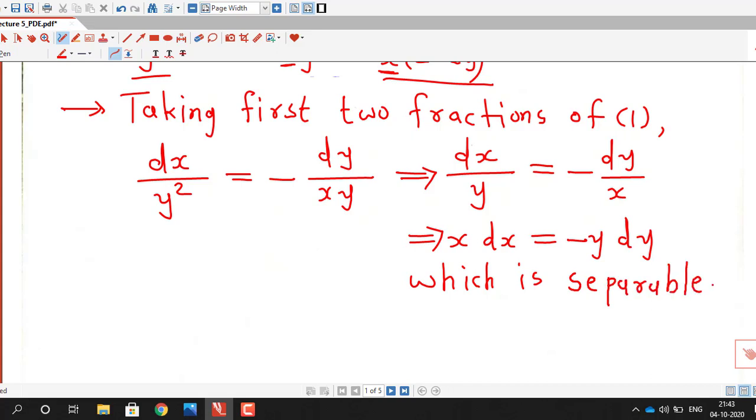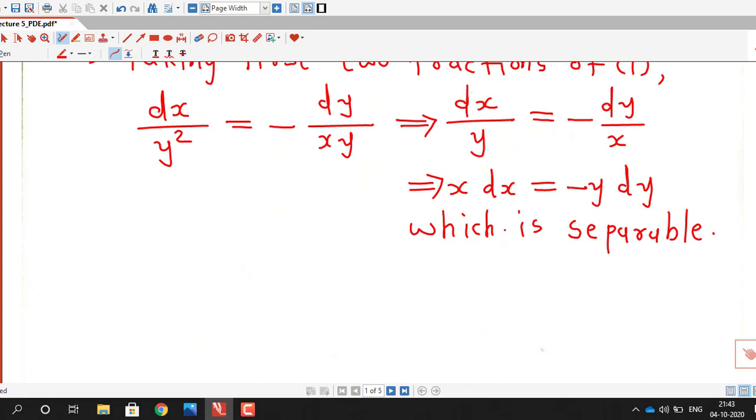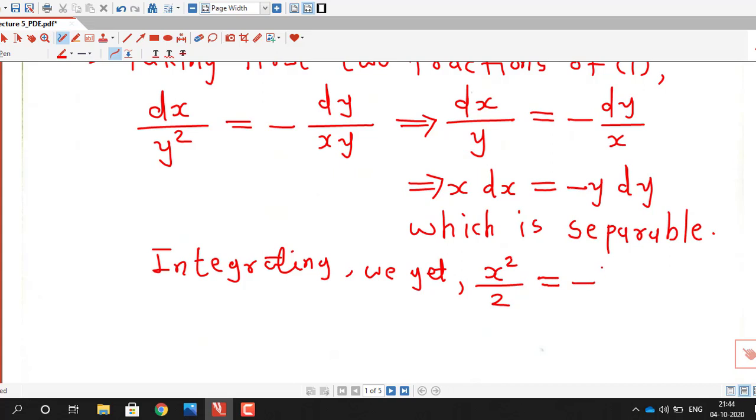So whenever we have a separable ordinary differential equation, we can find the solution by direct integration. So integrating both sides, left hand side with respect to x and right hand side with respect to y, we get integral of x is x square by 2 equal to minus y square by 2 plus c1, but the constant of integration can be adjusted as we wish. So here I write c1 by 2 because 1 by 2 is there in these two terms.